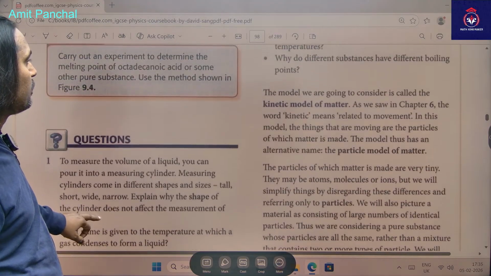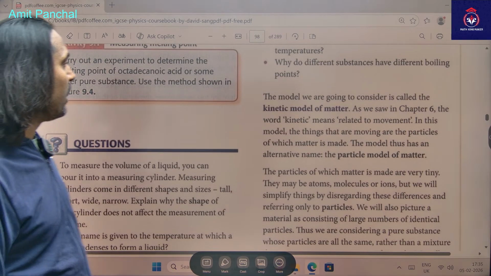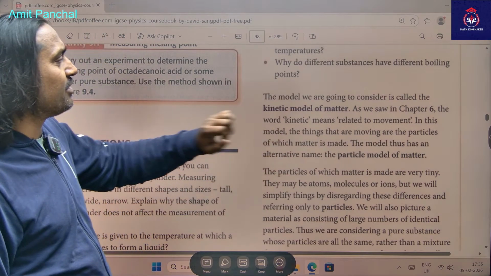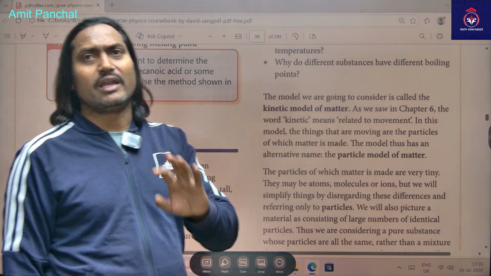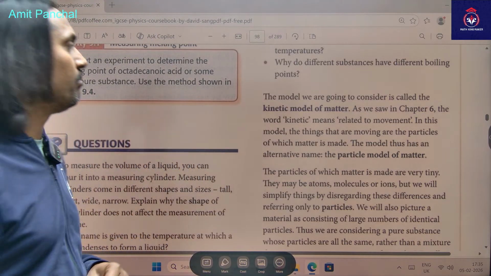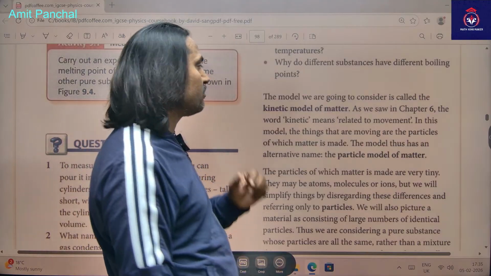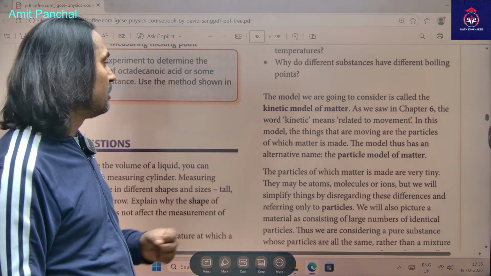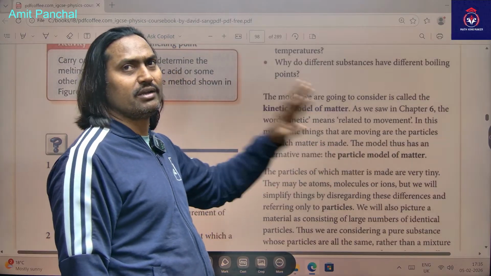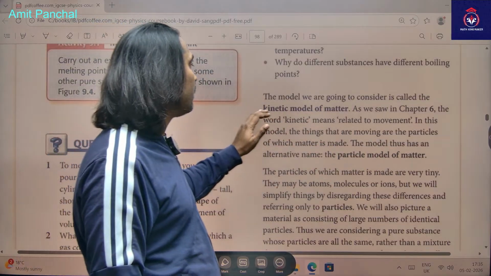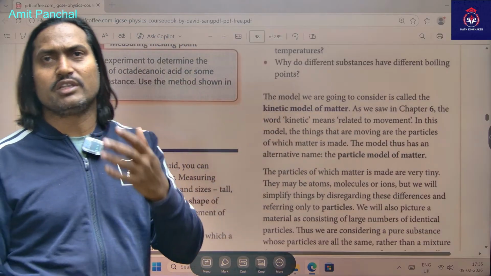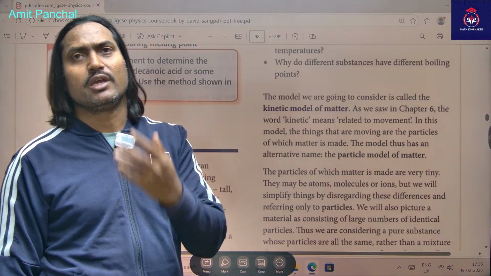So the model we are going to consider is called the kinetic model of matter. As we saw in chapter 6, the word kinetic means related to movement. Atoms of any matter are moving inside the matter, so they have some sort of kinetic energy. So the model has an alternative name, the particle model of matter. You can say kinetic model of matter or particle model of matter, because we are going to study the motion of these particles.